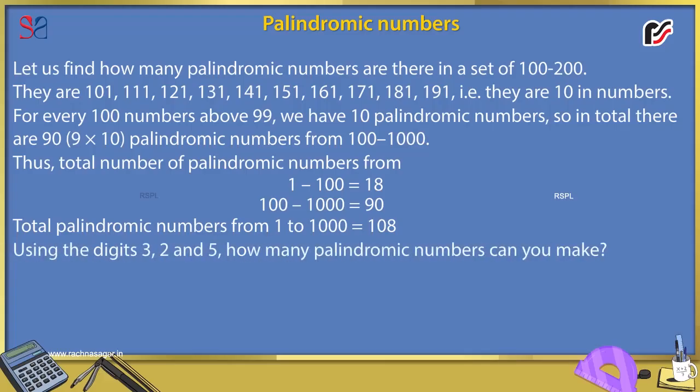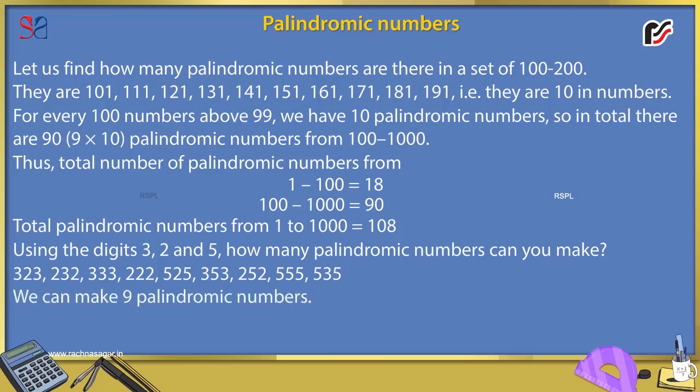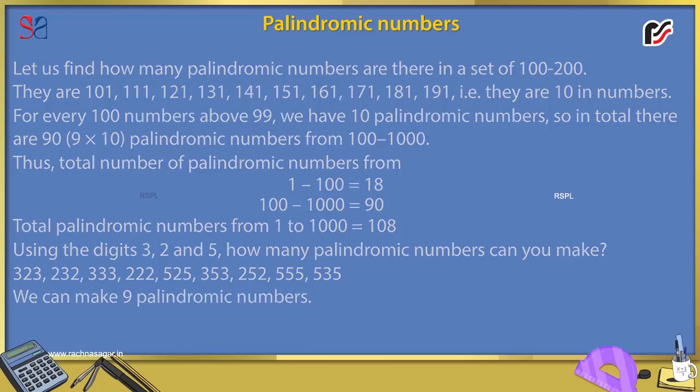Using the digits 3, 2 and 5, how many palindromic numbers can you make? 323, 232, 333, 222, 525, 353, 252, 555, 535. We can make 9 palindromic numbers.